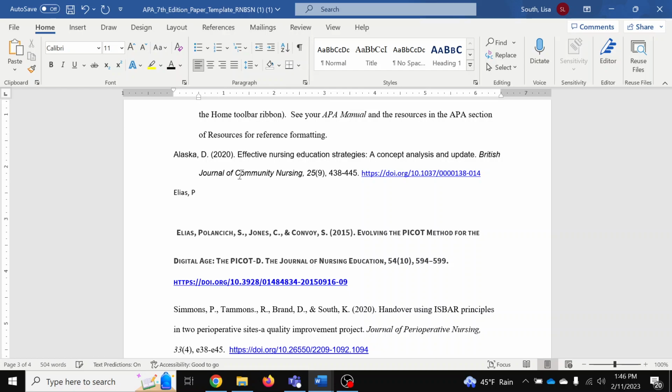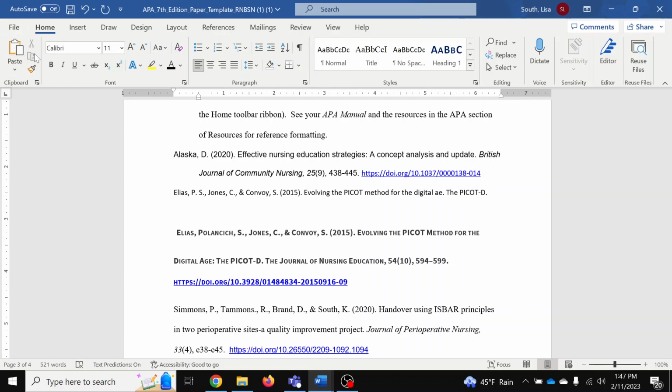So Elias, first initial P, all right, looks like P S, comma, Jones, C period, comma, and Convoy, comma, S period, and the date is 2015, right? Title, not in title case, in sentence case. Evolving the PICO method for the digital age, the PICOTD, right? That's the title. Now we've got the title of the journal.